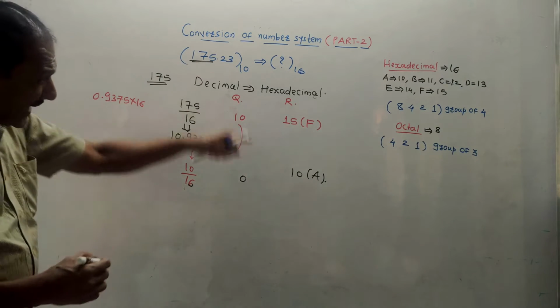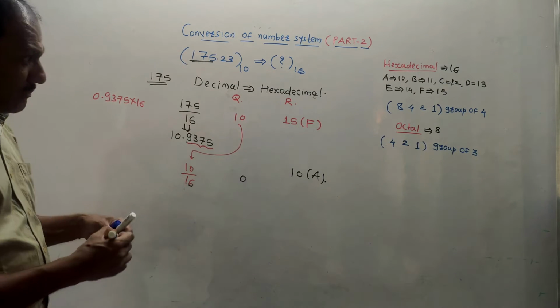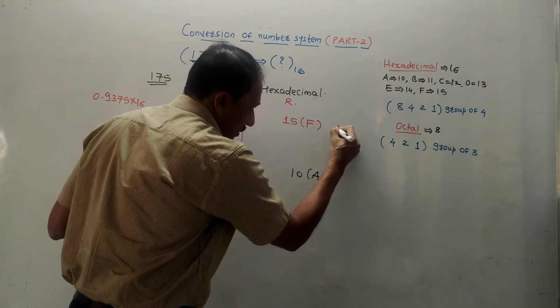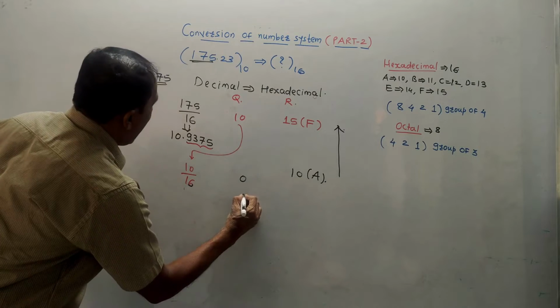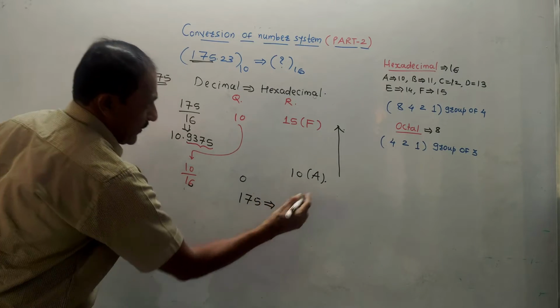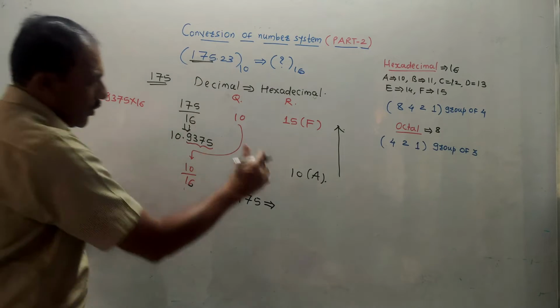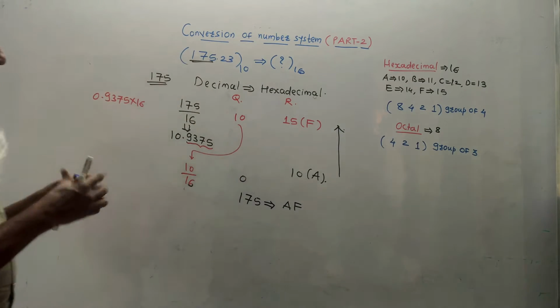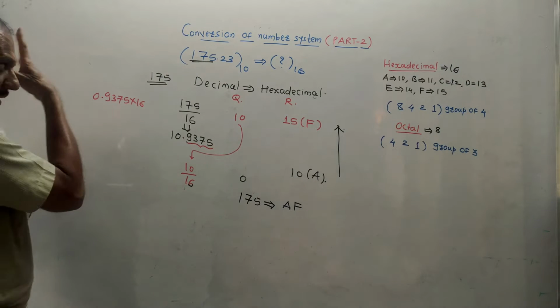Now, how to write the answer? This is just the integer part. For the integer part, write the answer from bottom to top. So the answer of only the integer part, that is 175, I am writing it from bottom to top. So it is AF. Now I need to consider the fractional part.